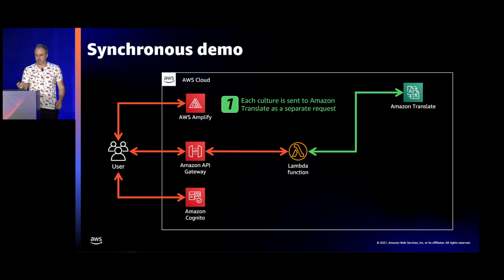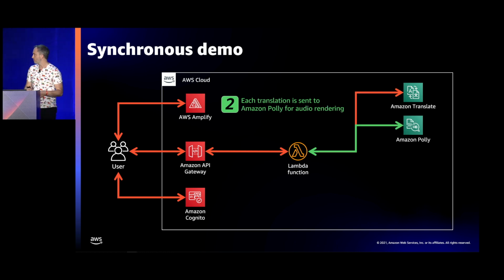So here's that application. My user submits that payload to API Gateway. This is the synchronous version of that application, right? It goes from API Gateway to my Lambda function. My Lambda function then posts, or uses the SDK, to send each one of those translations that it needs to make to a service called Amazon Translate. Amazon Translate then returns the translated version of that text to my Lambda function.